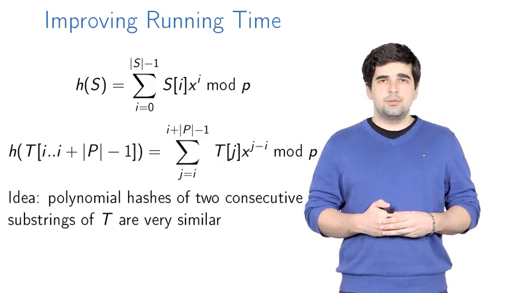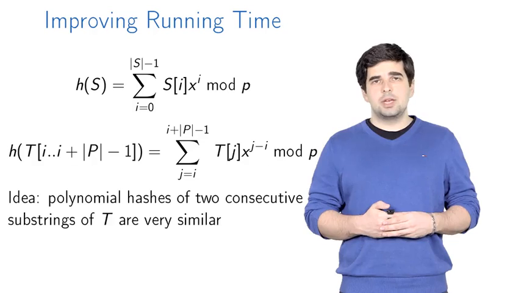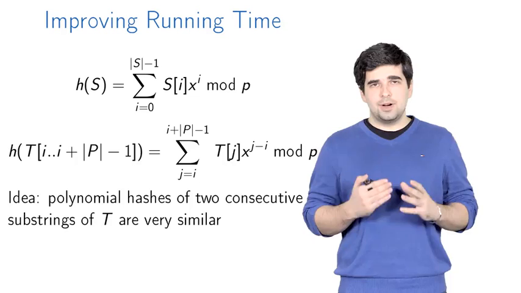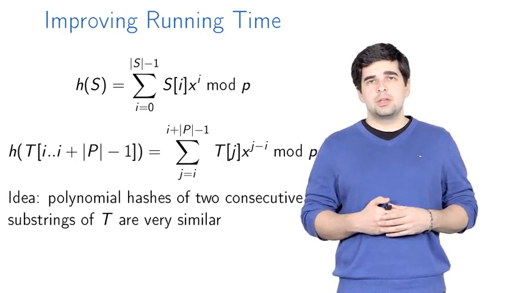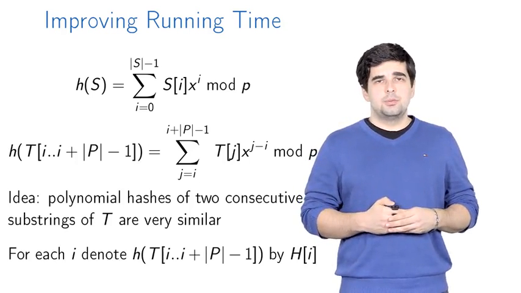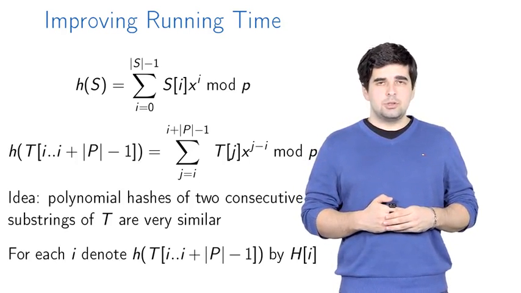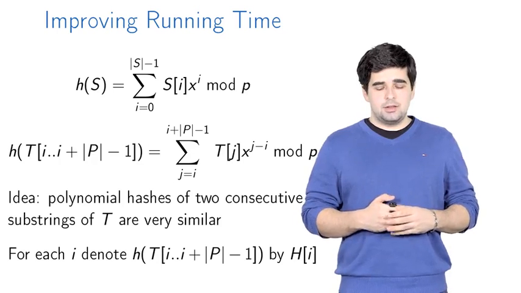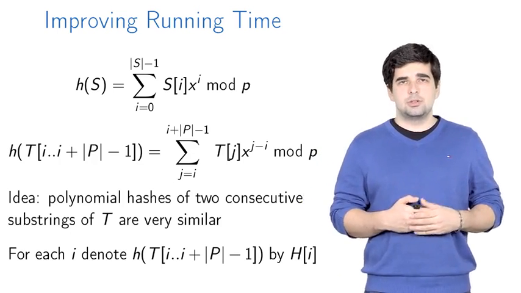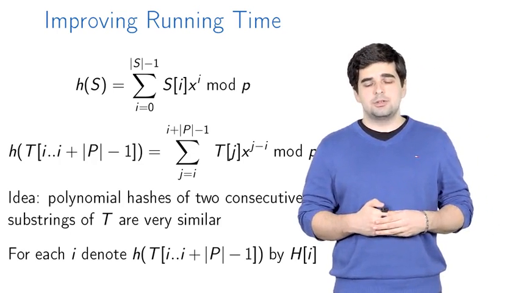And the idea for improving the running time is that the polynomial hash value for two consecutive substrings of text with length equal to the length of the pattern are very similar, and one of them can be computed given the other one in constant time. We introduce a new notation. We denote by big H of i the hash value for the substring of the text starting in the position i and having the same length as the pattern.